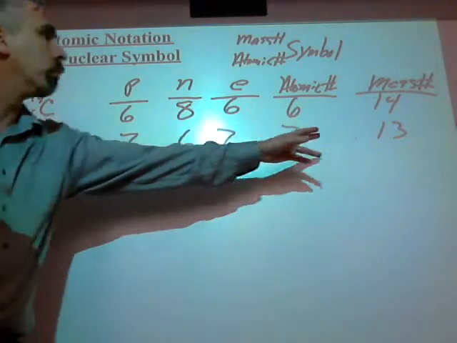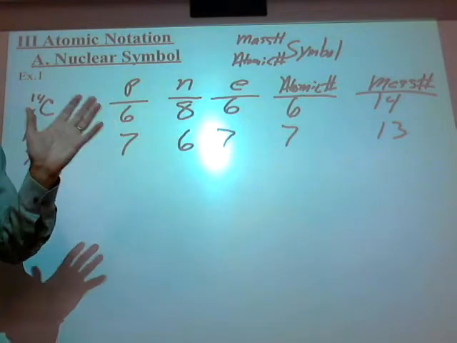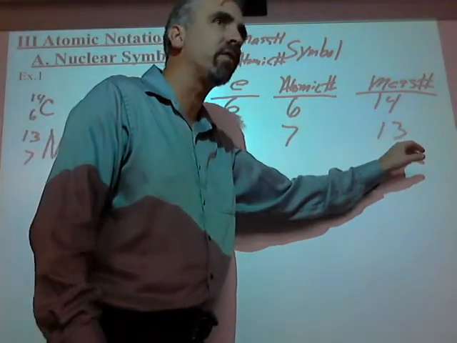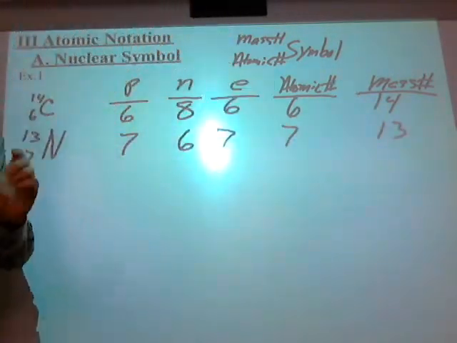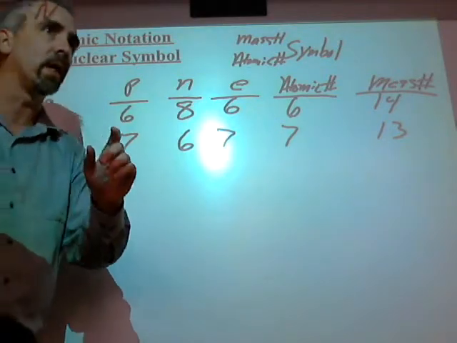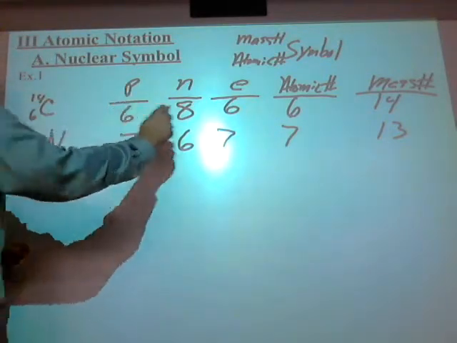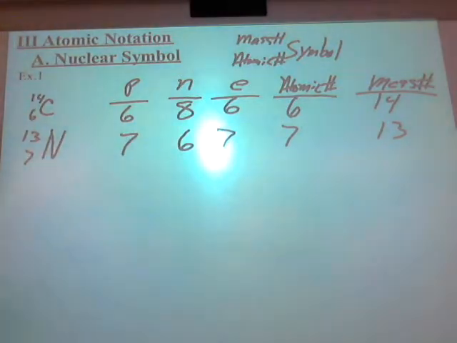You cannot go by the number of neutrons. Doesn't mean anything to the identity of the element. Can't go by the mass number. Doesn't mean anything for the identity of the element. All that matters for an element's identity is the proton. That is the atomic number. It's the only thing that matters.